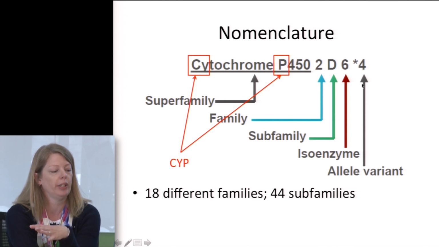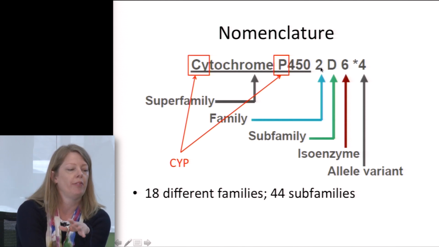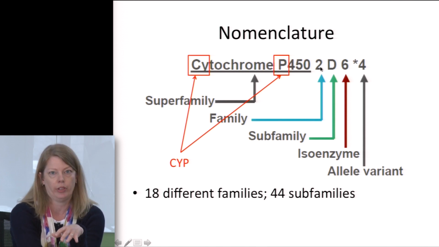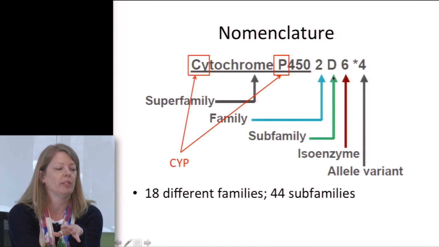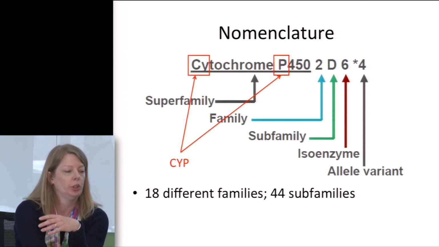So the nomenclature is pretty systematic. It's a combination of letters and numbers. The family is designated by the first number. Then you have a subfamily designation with the letter, and then the isoenzyme with another number. So the gene name in this case is cytochrome P450 2D6, or CYP2D6. So it's this part right here.